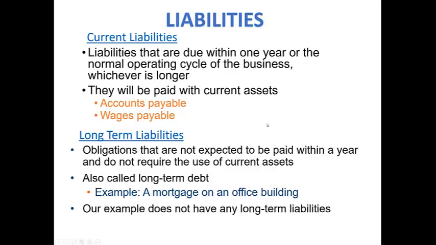Now, liabilities that are current are those that are coming due within 1 year. For example, accounts payable or wages payable. Accounts payable will be usually due in 30 days. Wages payable is, we just put that as an adjusting entry at the end of the year because we're going to pay that in a couple of days. So those are examples of our current liabilities.